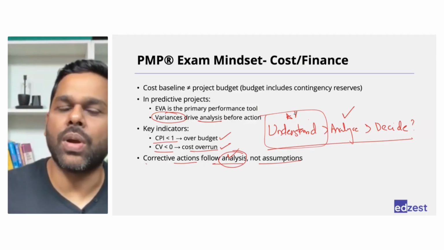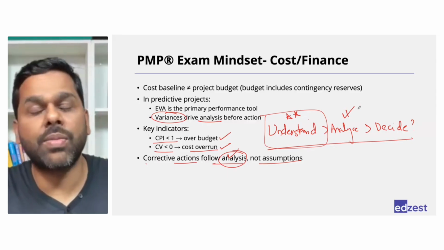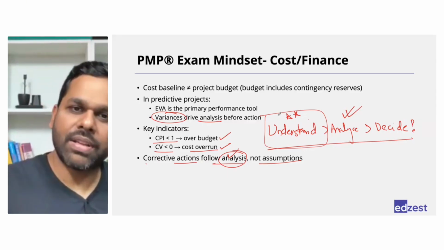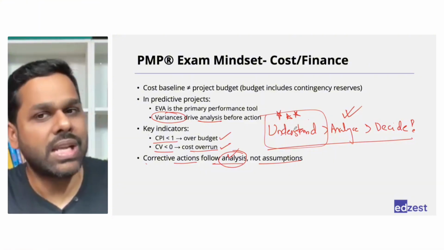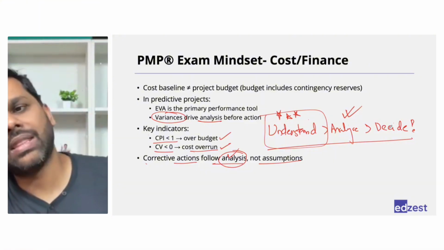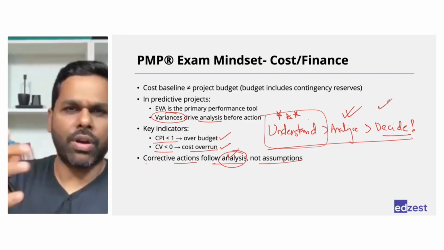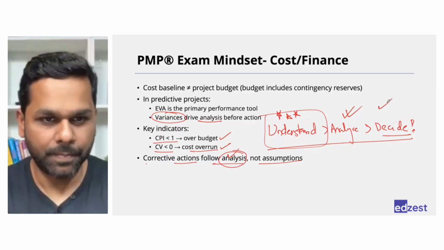If they're talking about a change request, what will you do first? You'll understand what would be the impact of this change. Then you will decide whether to do the change or not. If they talk about any other situation, first you will understand it, then analyze it, and then decide what needs to be done. Keep this in mind, it will help you solve 40 to 50 questions of the process domain.